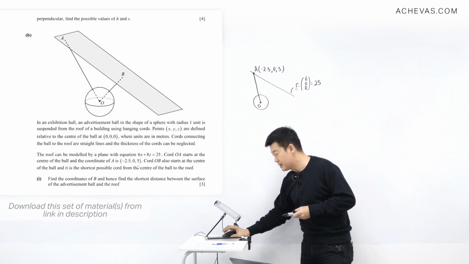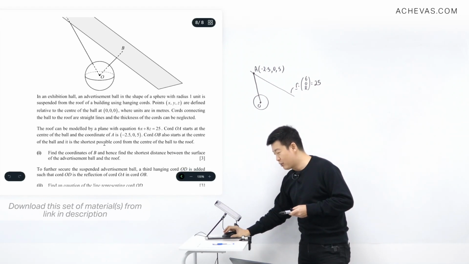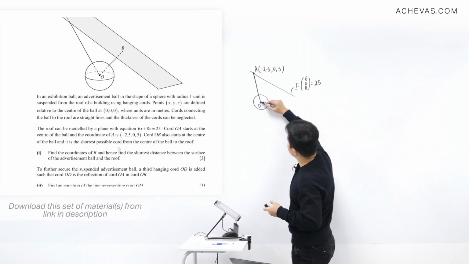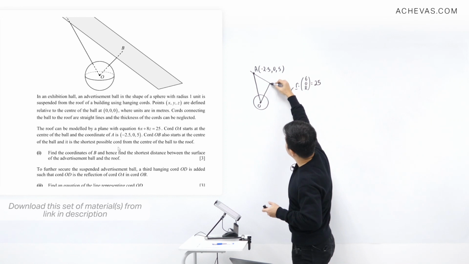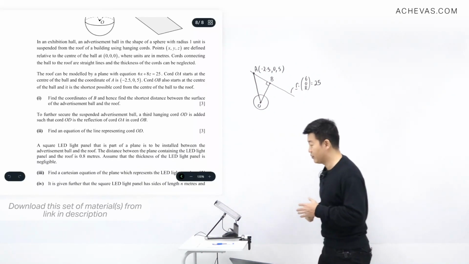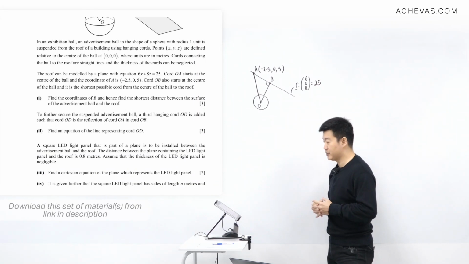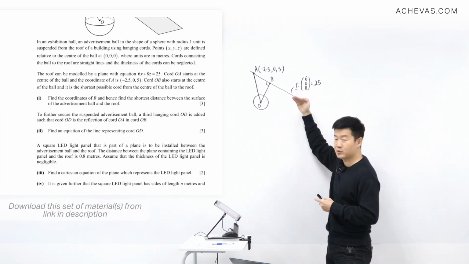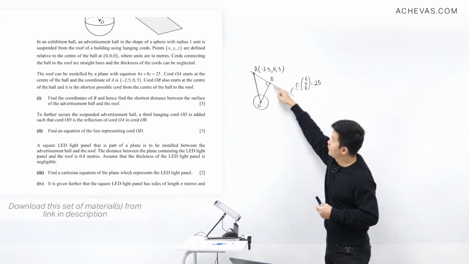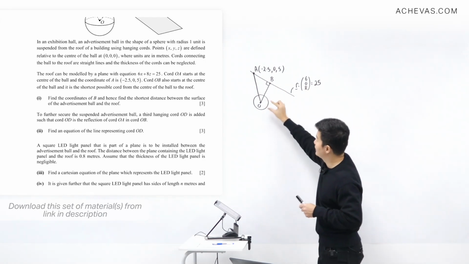And as for point B, it is mentioned that point B is such that it is connecting to the roof, such that this chord is going to be the shortest possible from the center of the ball to the roof, which means point B is going to be something like this. This is going to be 90 degrees, shortest possible. So in part 1, we are supposed to find the coordinates of point B and hence find the shortest possible distance from the surface of the advertisement ball to the roof. Where this length here, let's not forget, is 1 unit.